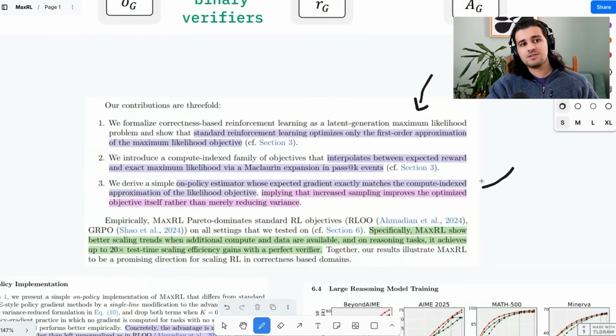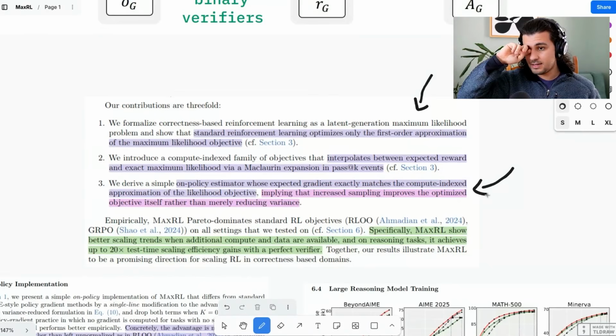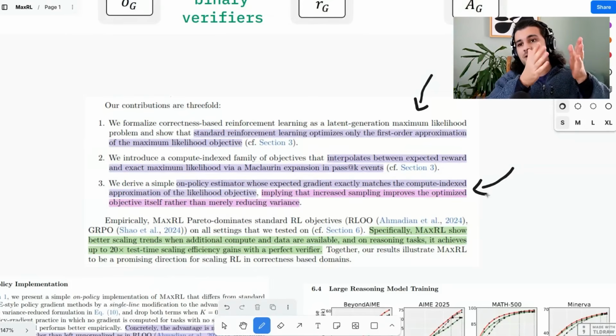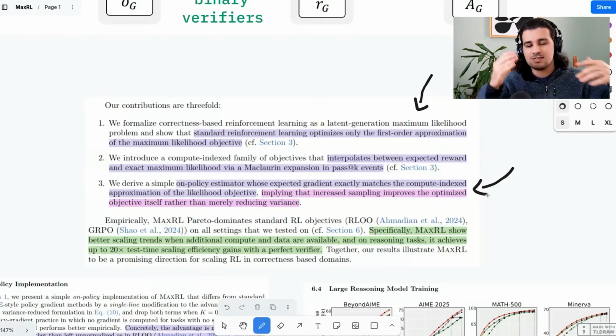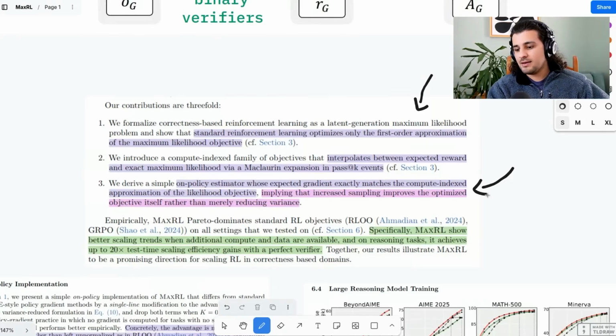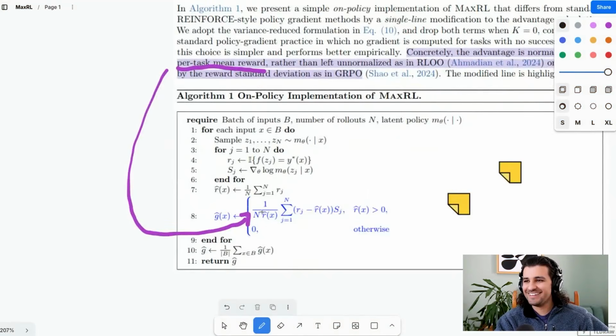So they derive this, and then they imply that increased sampling improves the optimization objective itself rather than merely reducing variance. This is very interesting because it contextualizes all of the stuff that people have been seeing with just scaling more rollouts. It is not just helping reduce the variance, it actually is drawing us closer with MaxRL toward the maximum likelihood objective, which in some sense, as we're going to see, is what you would have if you were doing supervised learning with a model that is not doing RL at all, but that has all of the good dataset.